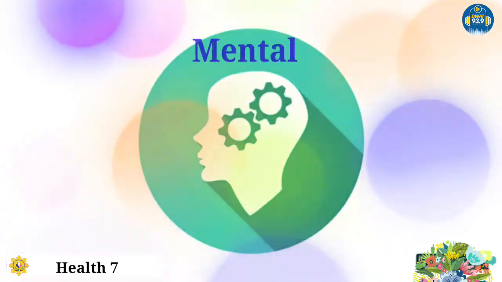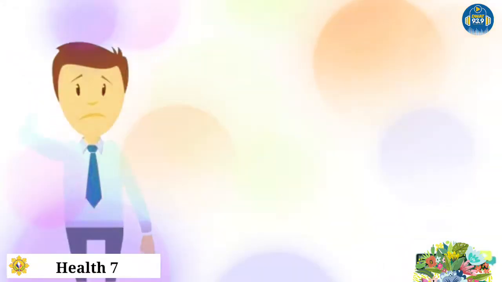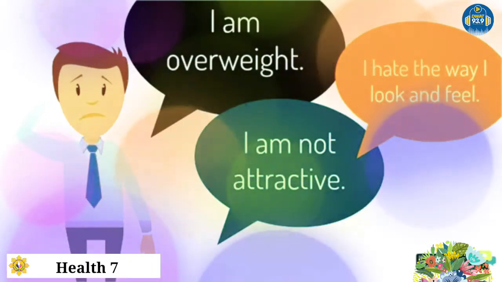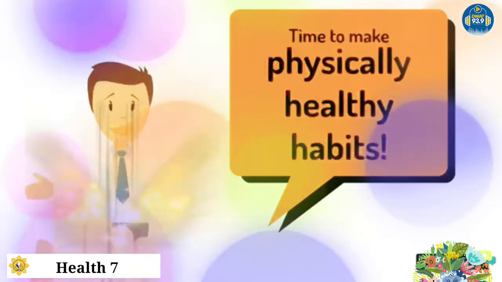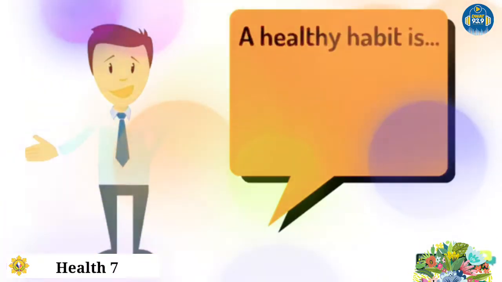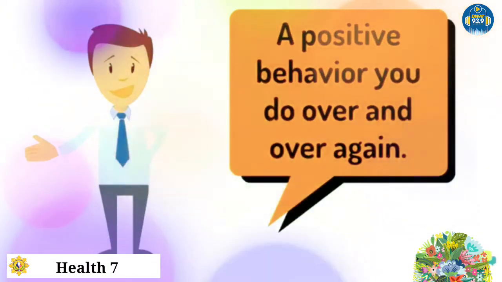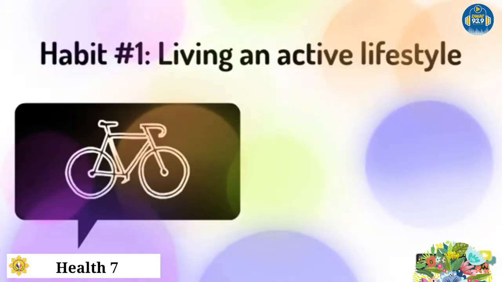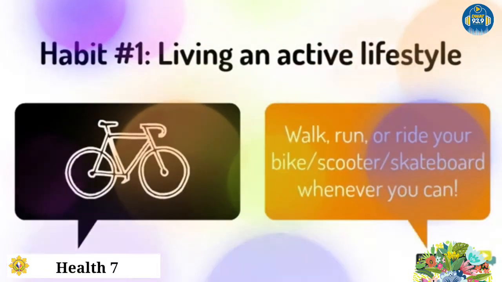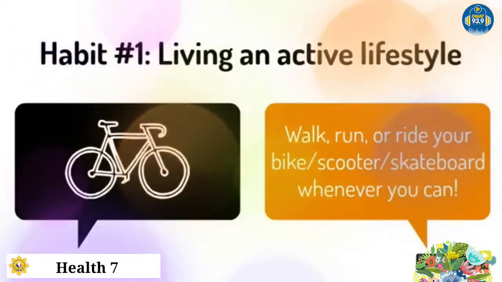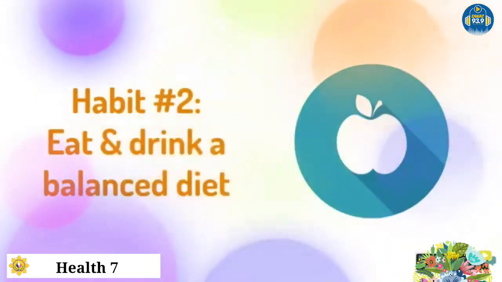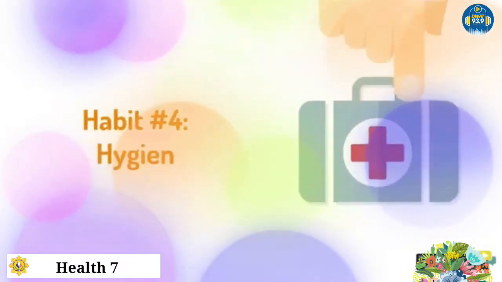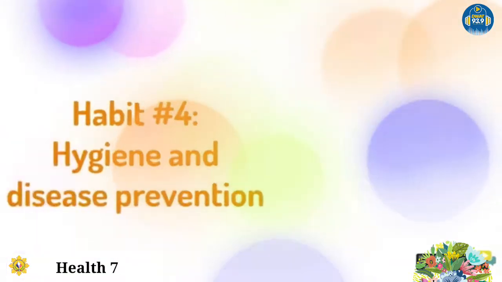Another example is the connection between mental and emotional health. How I feel about my physical body greatly impacts my self-esteem and self-confidence, which can lead to low mental health. Like each of the elements of health, it is vitally important that you create physical healthy habits. Habits include living an active lifestyle. This goes beyond working out on a regular basis and connects to being active whenever possible. For example, taking the stairs instead of the elevator, eating and drinking a well-balanced diet, regular physical fitness and intentional hygiene practices, and disease prevention.